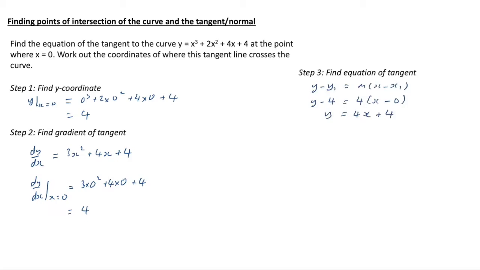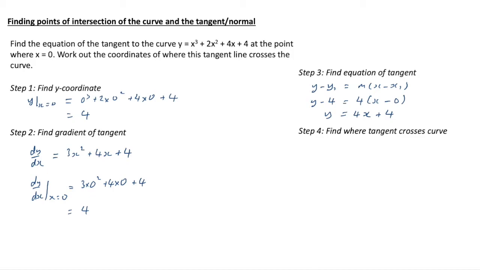Then we find the equation of the tangent. We have y minus y1 is m times x minus x1. The point we're dealing with has a y value of 4, which we worked out in step 1. So that's our y1. Our x1 is 0, we knew that already, and our gradient is 4, so m is replaced by 4. And when we tidy that up, we get y equals 4x plus 4.